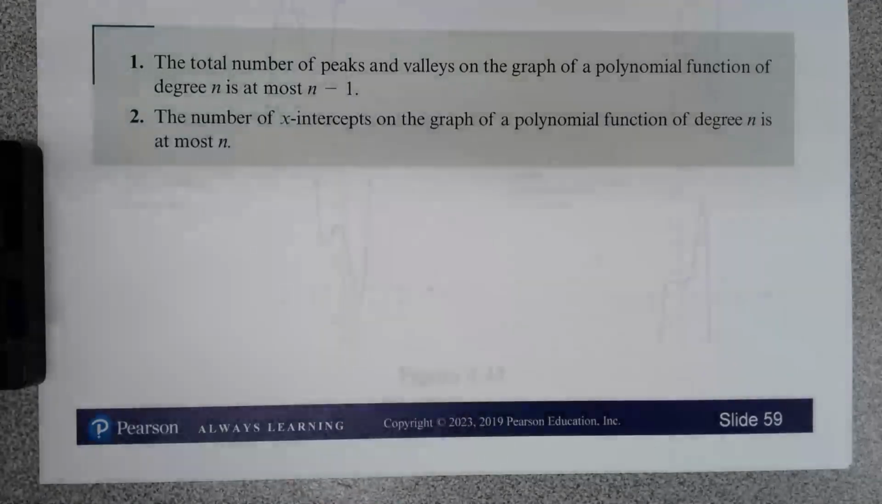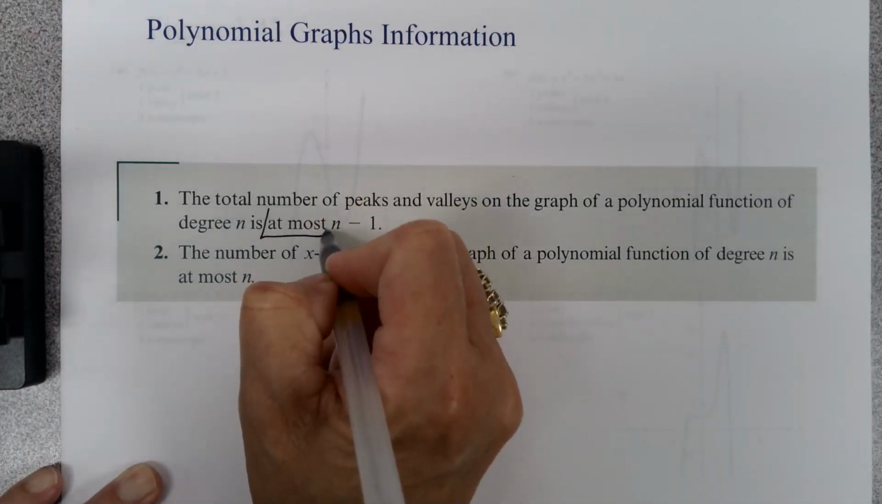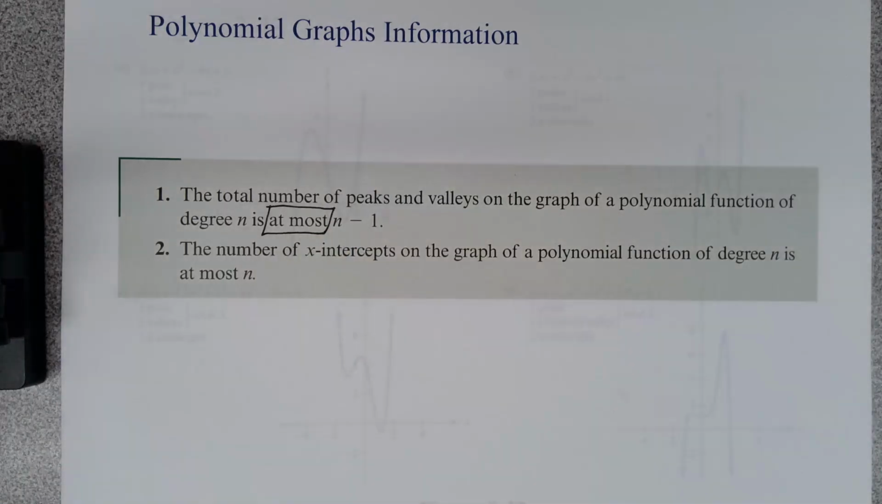But that's okay because this theorem says at most. It doesn't guarantee you that there will be exactly 2 on a cubic. It says there could be at most 2, meaning there could be 0, 1, or 2 peaks or valleys, but not 3, not 4.